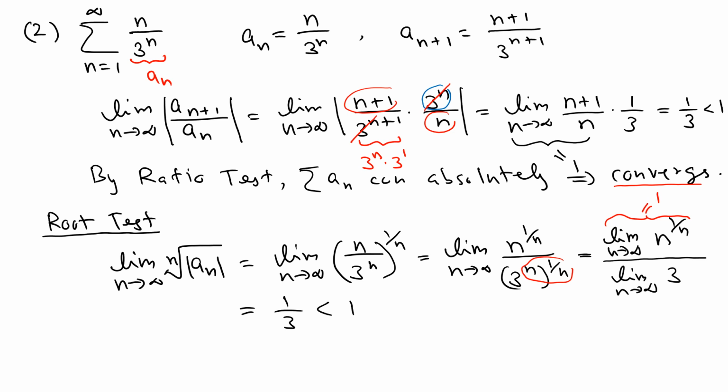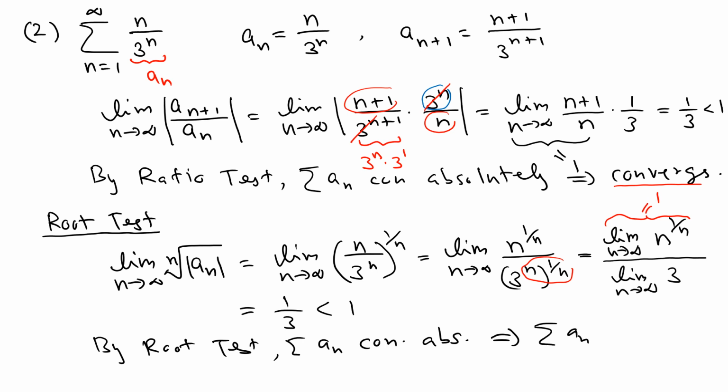So that means by the root test, again you can say the series sigma a_n converges absolutely, which implies it converges. So for this problem, we can use both tests, the root test and the ratio test. Both work very nicely for this problem. Okay, good. So let's try the next problem.